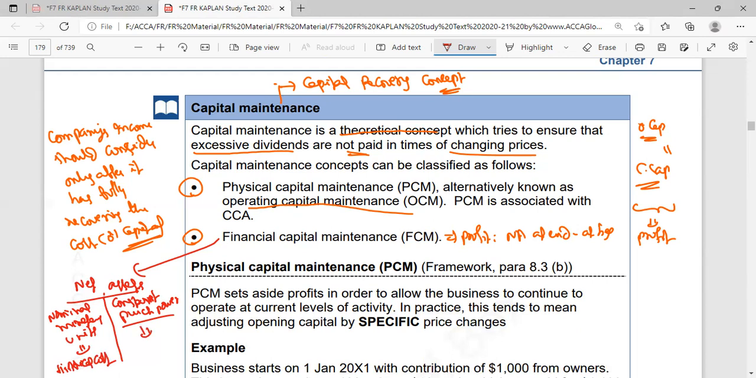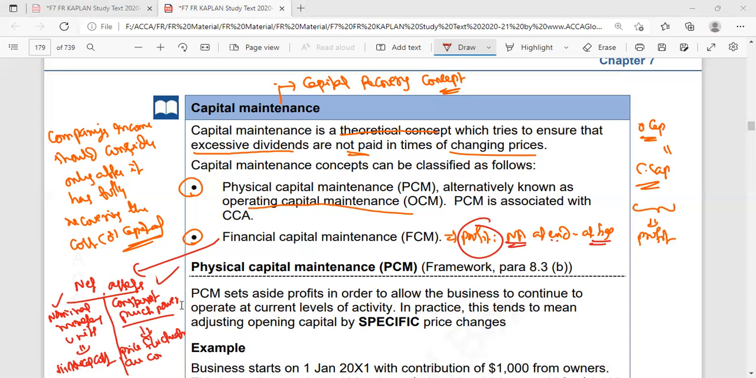In the constant purchasing power case, price fluctuations are considered. Monetary items are taken as whatever they are in the balance sheet, but non-monetary items are adjusted to the price index. Based on that revised value, we calculate net assets at the end of the year and net assets at the beginning of the year. The difference is treated as profit. So we may follow either the historical cost approach or the constant purchasing power approach. We may follow any one of the methods.